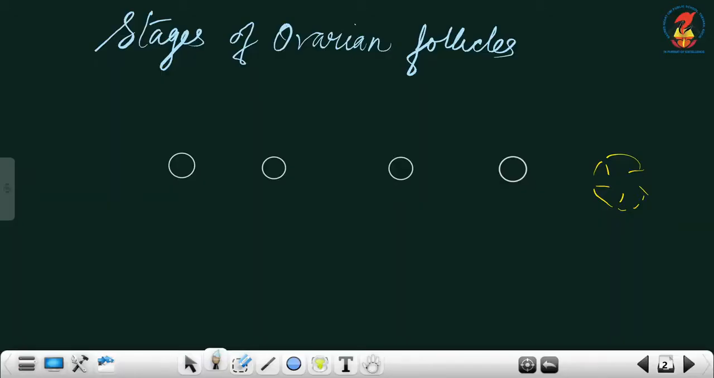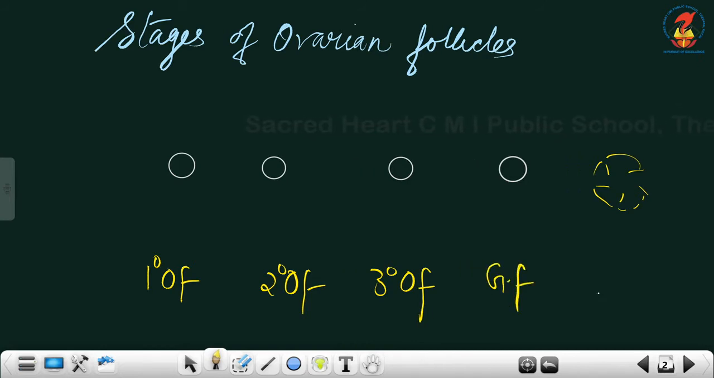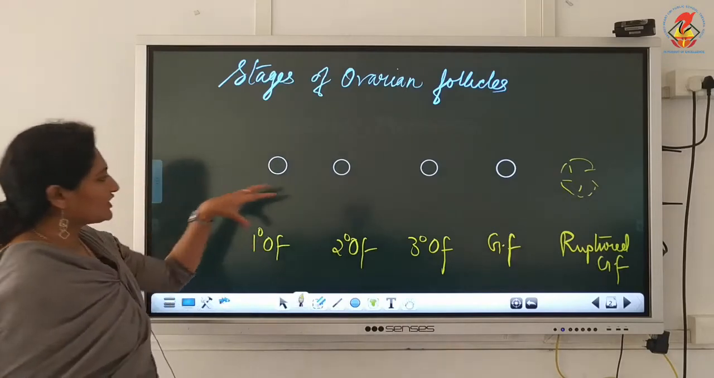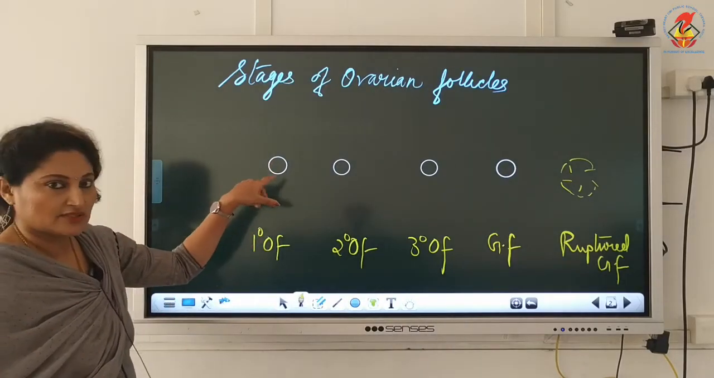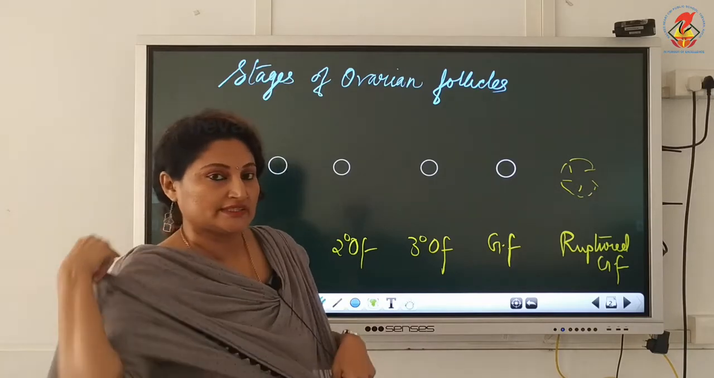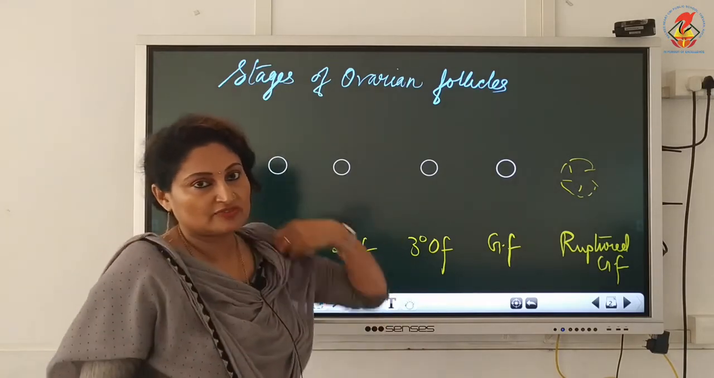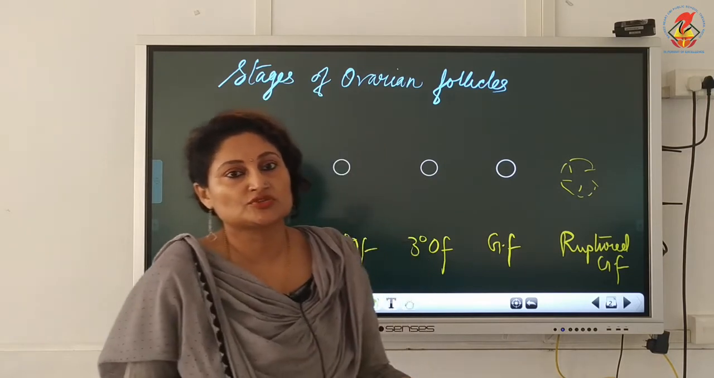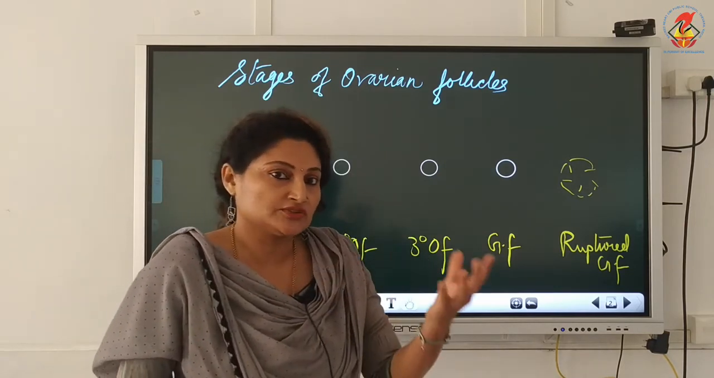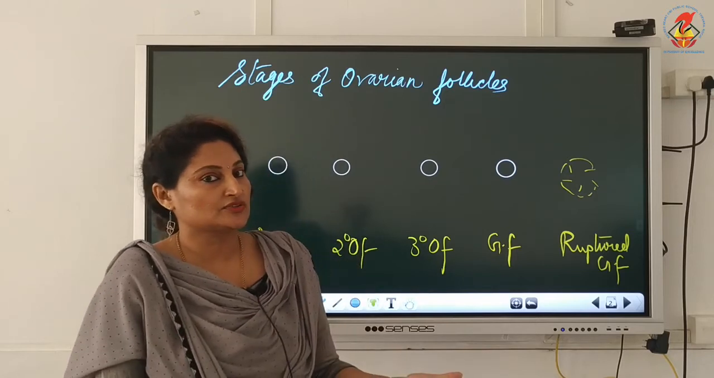So first let me tell the names of the stages, very easy to remember. Primary ovarian follicle, secondary ovarian follicle, tertiary ovarian follicle, Graafian follicle, and finally we have the ruptured Graafian follicle. Okay, so now I just gave a base here. Did you see I drew spheres? That's very important. It represents the oocyte. Now you have to connect it with oogenesis. We have learned in oogenesis the oogonia gives rise to the primary oocyte, primary oocyte gives rise to the secondary oocyte, and secondary oocyte gives rise to the egg.